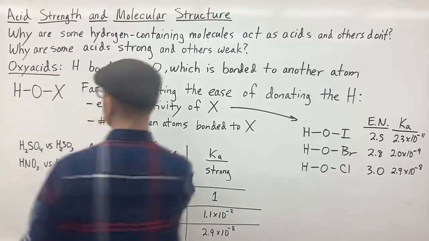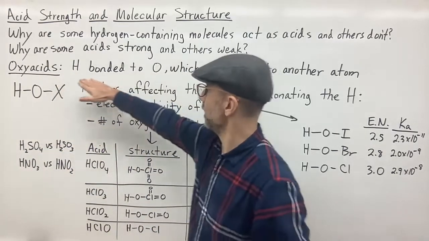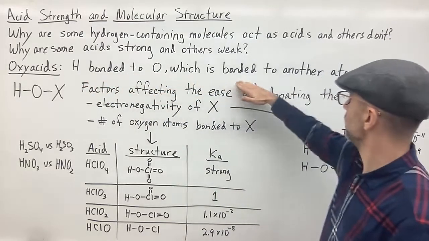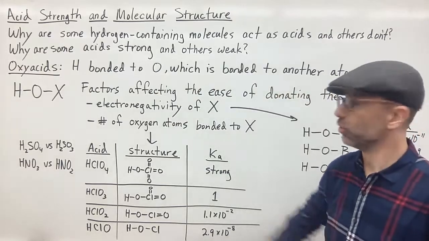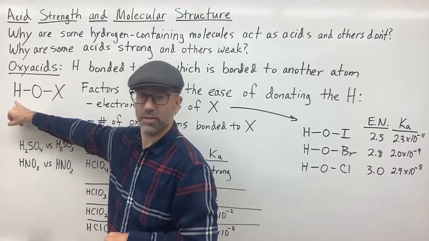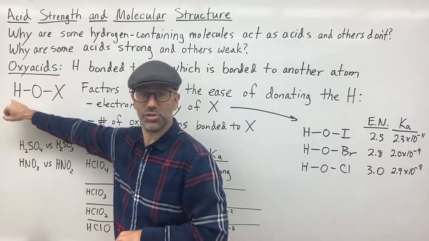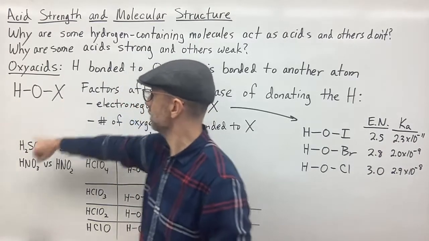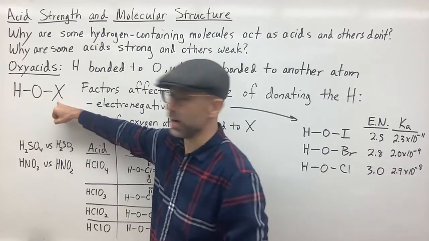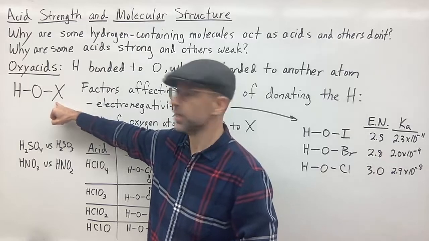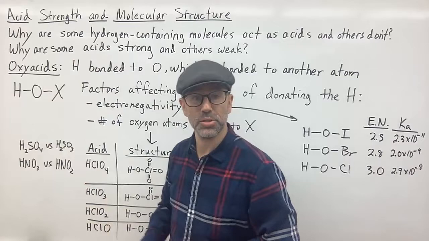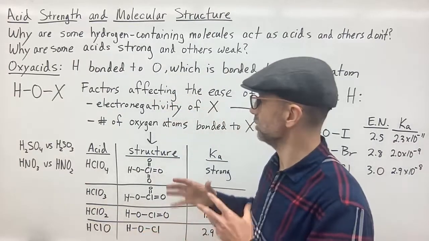The oxyacids are the acids that have hydrogen bonded to oxygen, and the oxygen is bonded to another atom. So here's the generic formula for an oxyacid. Instead of the hydrogen being bonded directly to X, hydrogen is bonded to oxygen, which is then bonded to some element X. And this X could be bonded to other atoms. So that's the structure.